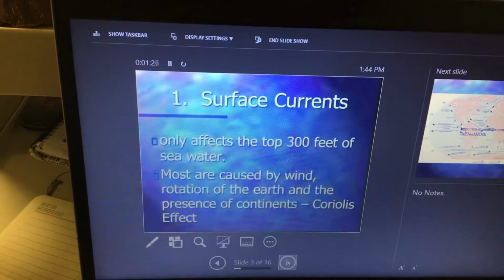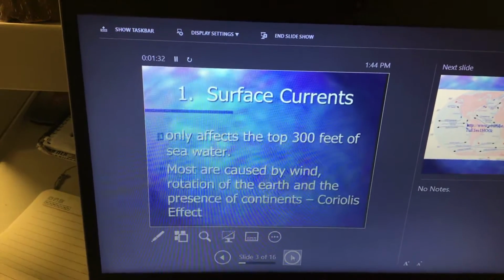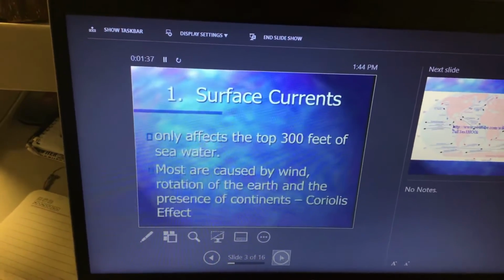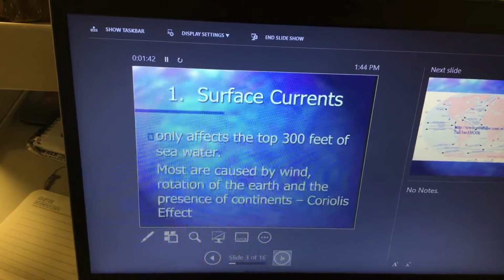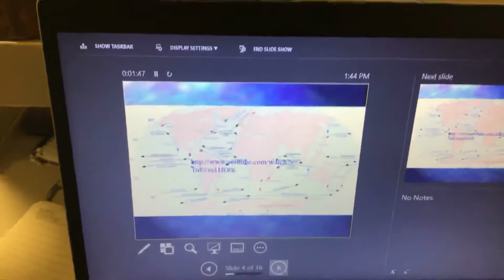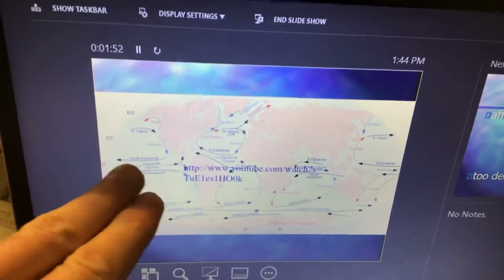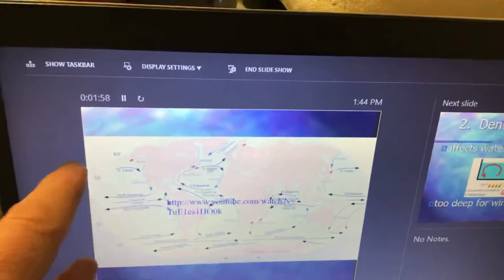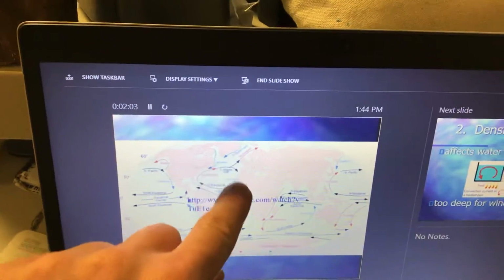Most are caused by wind, the rotation of Earth, and the presence of continents, called the Coriolis effect. So surface currents are the top part. If you look at this, I don't know how well you can see it, but you notice here's the equator right here. Okay? Most ocean currents north of the equator are going to move clockwise. Okay, you see this? Clockwise.